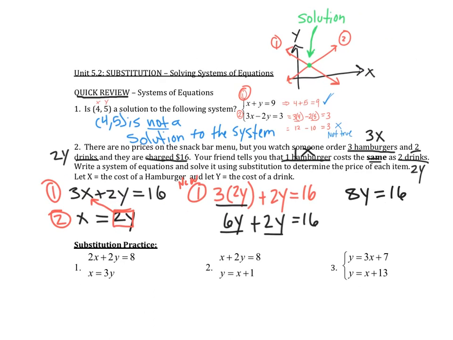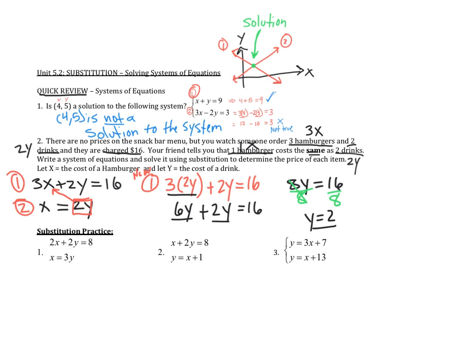8y equals 16. And then you're solving for y, so we're going to divide both sides by 8 to get rid of the 8. And y is equal to 16 divided by 8 is 2. So that is the y coordinate of your solution point. So remember, a coordinate point is the solution to a system, and 2 is the y coordinate of that solution point. Now, how do we get the x coordinate?